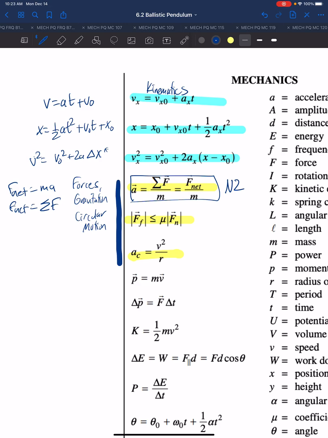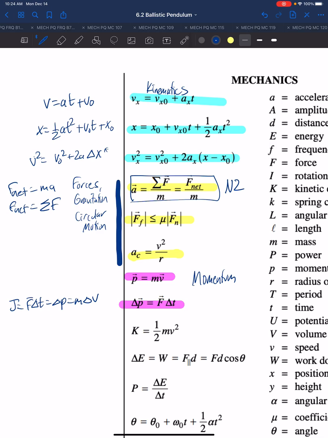And then in our next section, we have this and this, which are our momentum formulas. So momentum is what it is, and we have J equals F bar delta t equals delta p equals m delta v, and that would cover those formulas there for us.